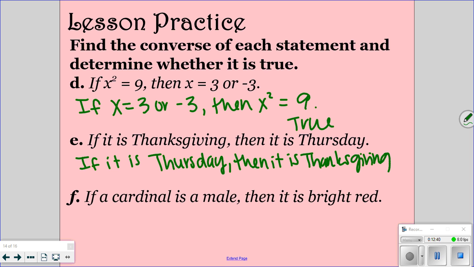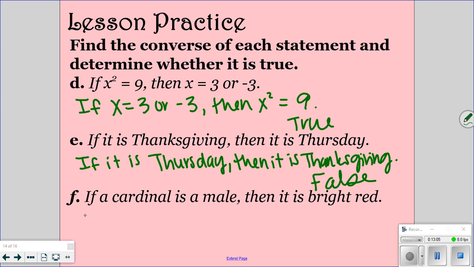Now, it is true that Thanksgiving only happens on Thursday, but does it happen every single Thursday? If it's Thursday, does that mean it's Thanksgiving? Thursday this week, is Thanksgiving happening? No, unfortunately not. So this is a false statement. It would be kind of nice to have Thanksgiving every single Thursday, but that's not how it works.